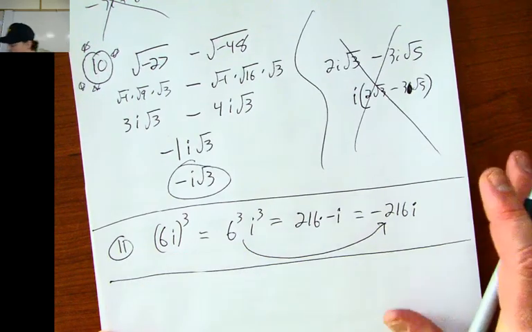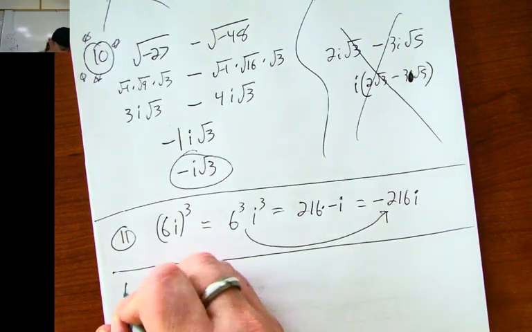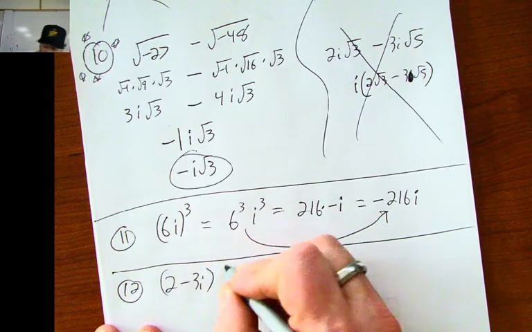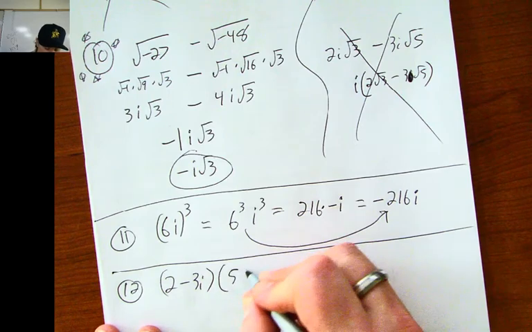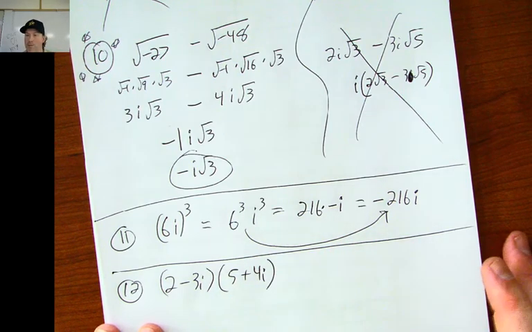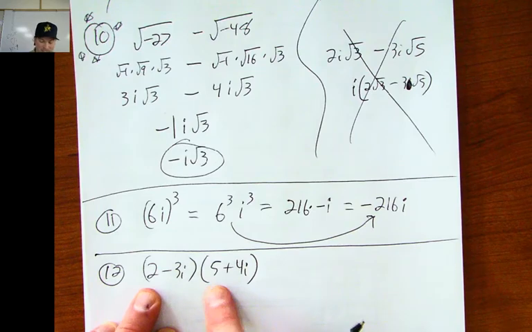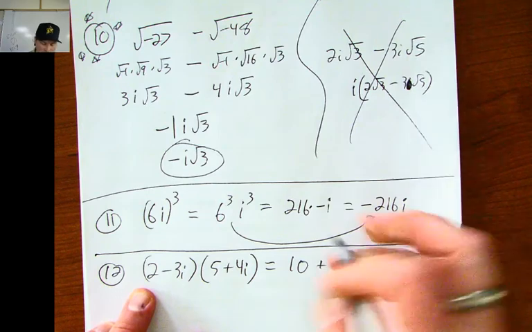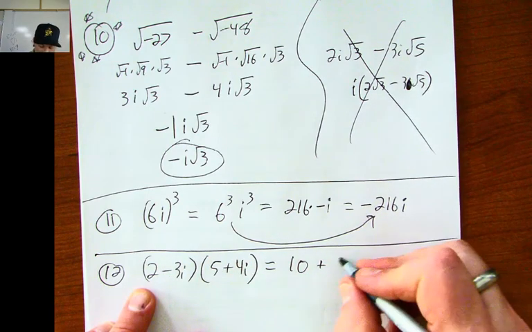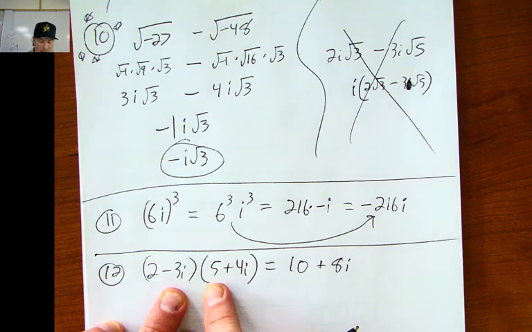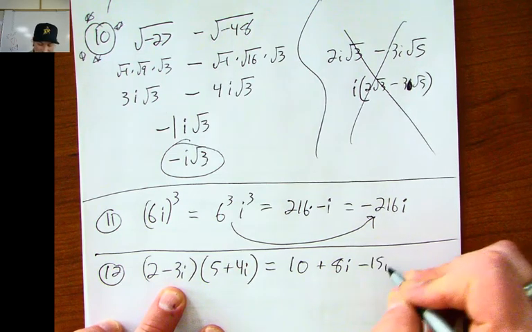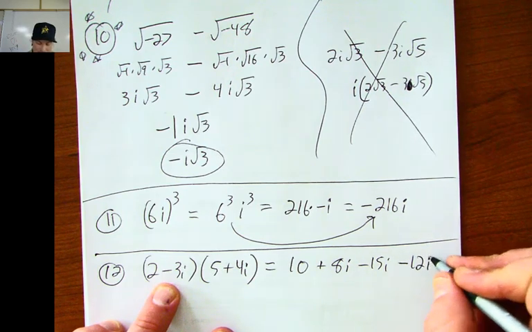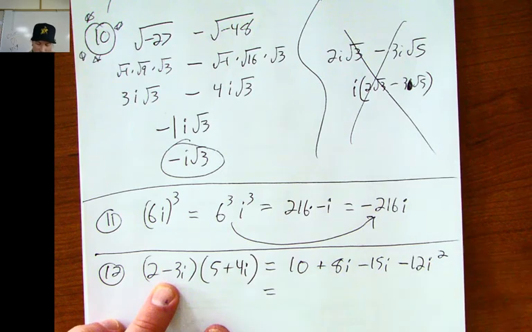2 more to go. Example 12. Foiling problem. 2 minus 3i times 5 plus 4i. First you multiply the firsts. 2 times 5 is 10. Outers. 2 times 4i is 8i. Inners. Negative 3i times 5 is negative 15i. Lasts. Negative 12i squared.